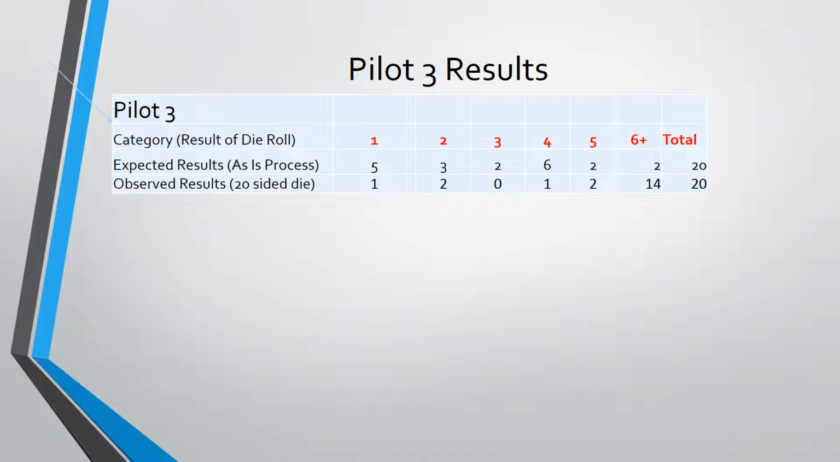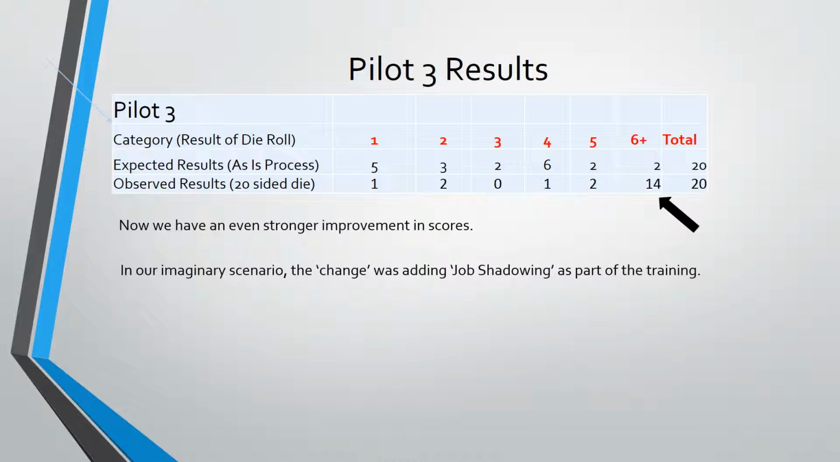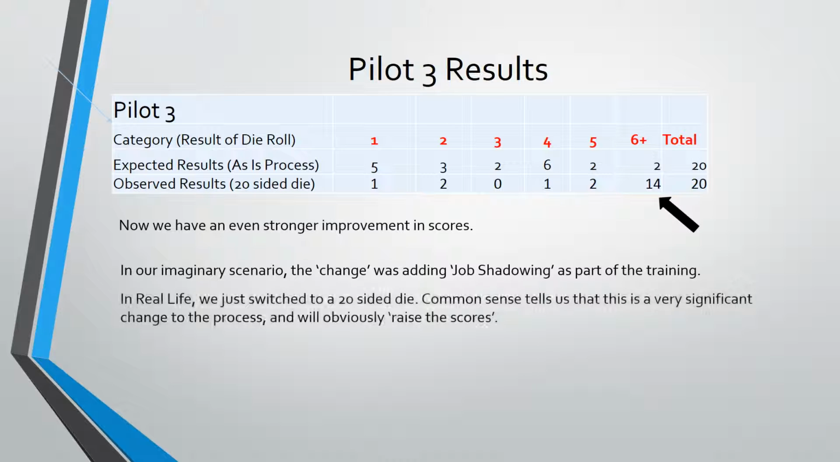So here we are. Pilot program 3 definitely has improved results. We have lots more 6s, just like you and I knew in the real world as common sense. In our imaginary scenario, we added job shadowing to the training, and this is what it did to the scores. So in real life, obviously, we just switched to a 20-sided die, and common sense is going to tell us, yeah, that's a very significant change using a 20-sided die.